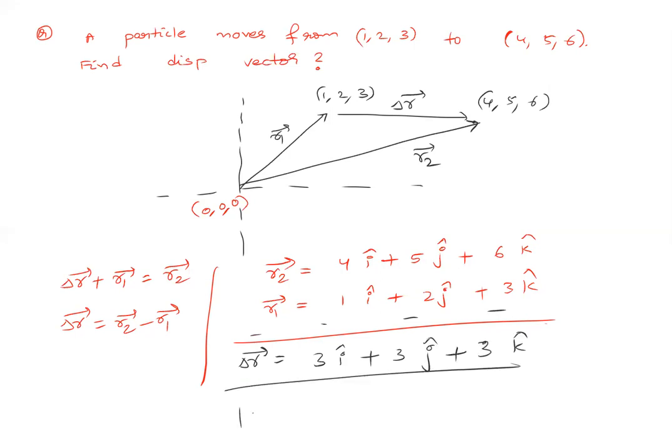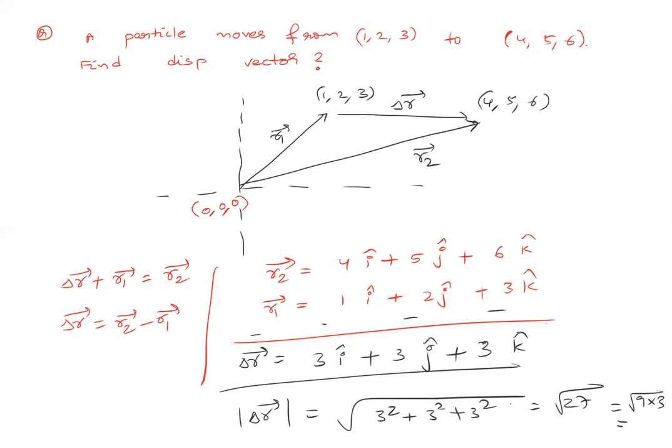Your magnitude of displacement, delta r bar, is equal to root of 3 square plus 3 square plus 3 square. So 9 threes are 27, it is 9 times 3, which is 3 root 3. So your magnitude of displacement is 3 root 3, and your displacement vector is 3 I cap plus 3 j cap plus 3 k cap. This is how you calculate it.